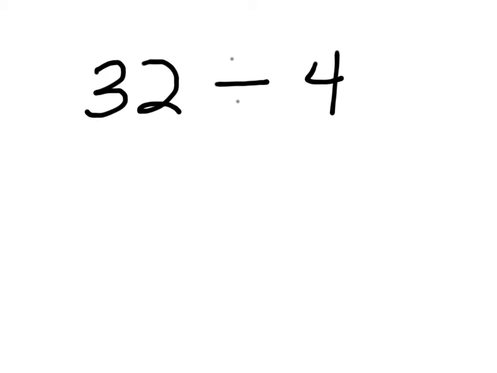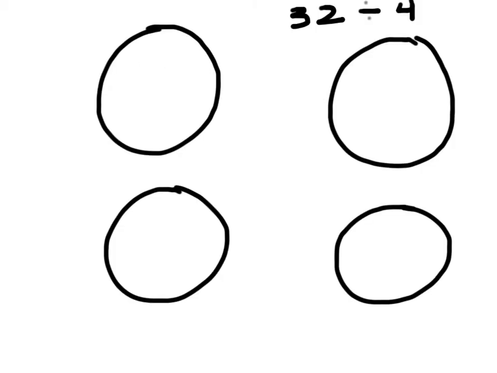First, let's consider what division means. What does it mean when you divide 32 by 4? Well, it's a multiplicative problem because it involves groups. 32 divided by 4 means that we're going to take 32 of something and put them into 4 groups.